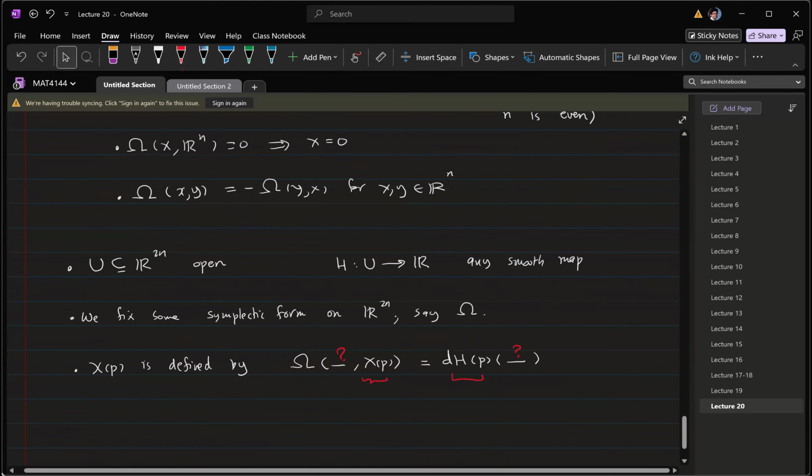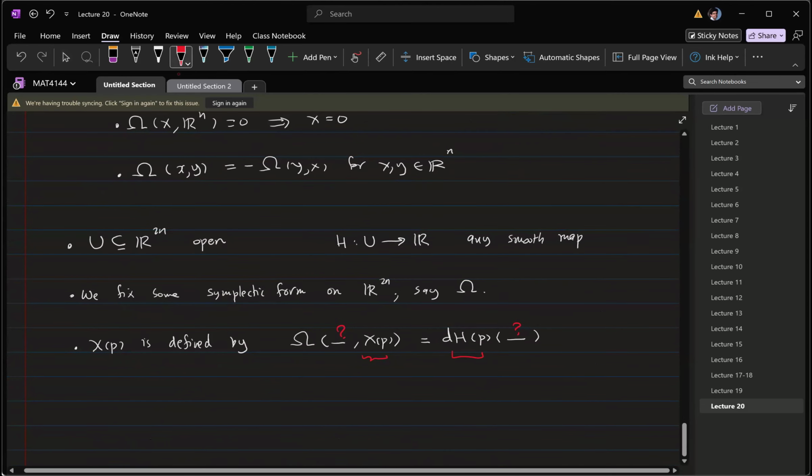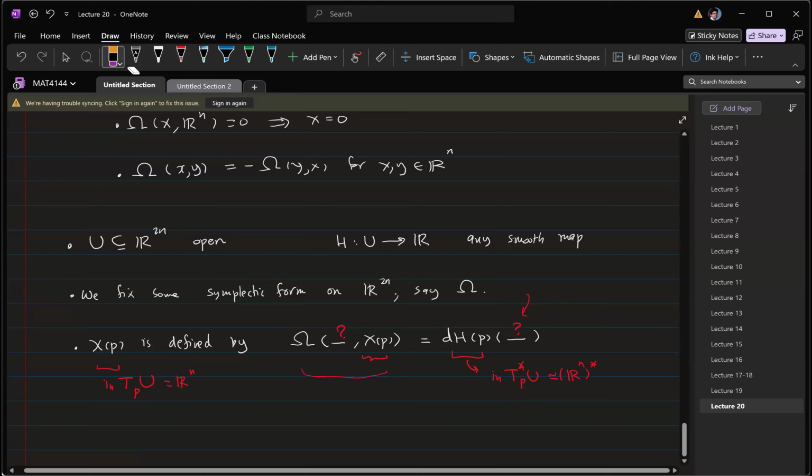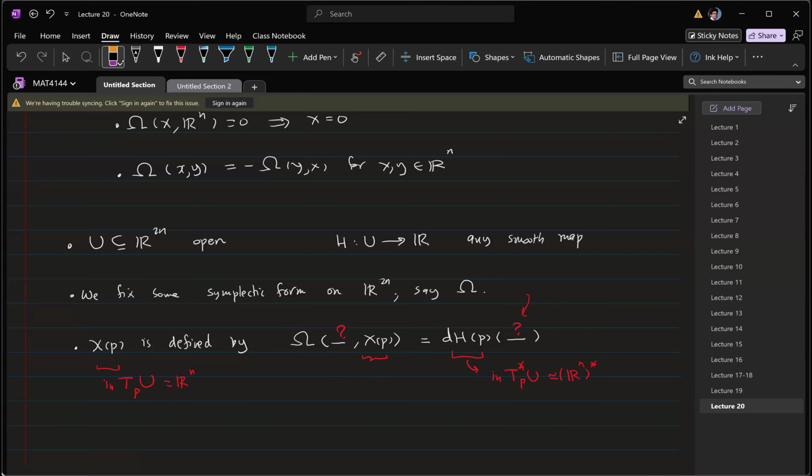To be more precise, this is really in the tangent space at p to U, which is R^2n. And this, as we noted, is in the dual of the tangent space, the dual of R^2n. So I can evaluate it on vectors, and omega allows me to define X_p, the vector for which this linear functional is the same as the linear function on the other side. Any questions so far? Is it clear?